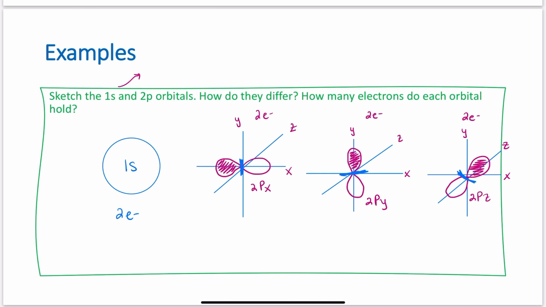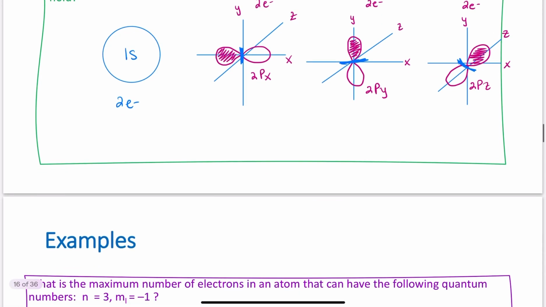But overall, the 1s holds 2 electrons, and your 3 2p orbitals hold 2 electrons each, for a total of 6 electrons being held by the p's.